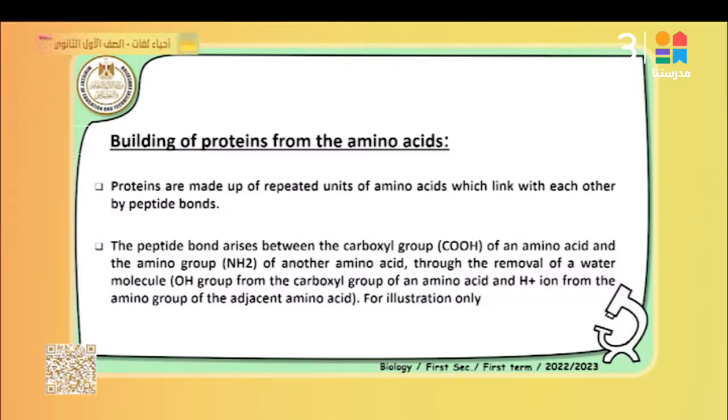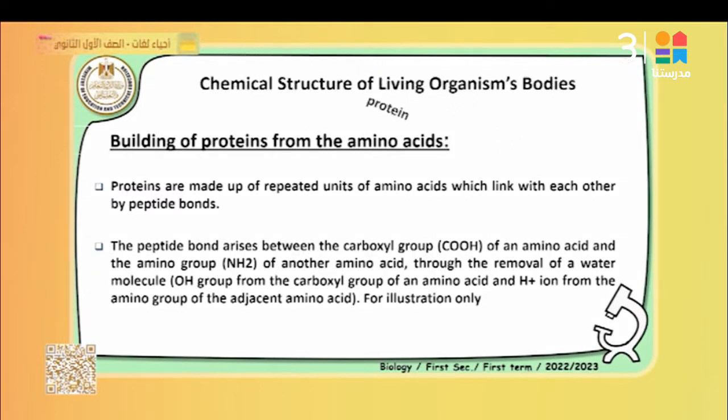That's right. The peptide bond arises between the carboxyl group COOH of an amino acid and the amino group NH2 of another amino acid through the removal of one water molecule: the OH group from the carboxyl group of one amino acid, and a hydrogen ion from the amino group of the adjacent amino acid. That's right.